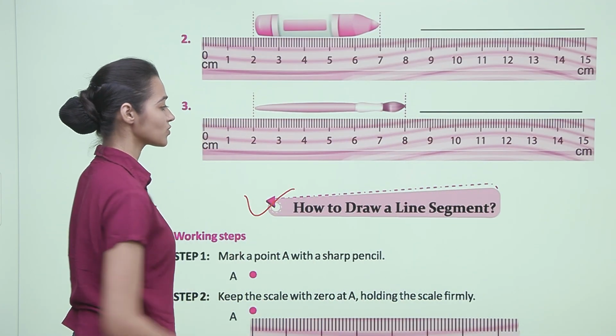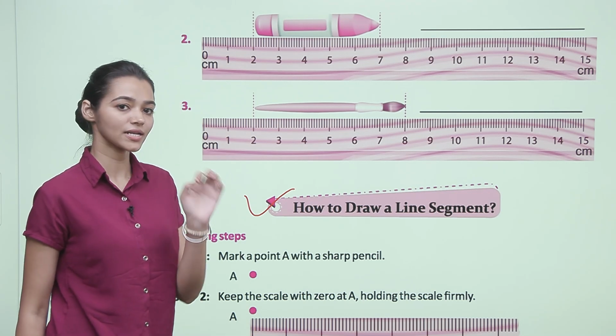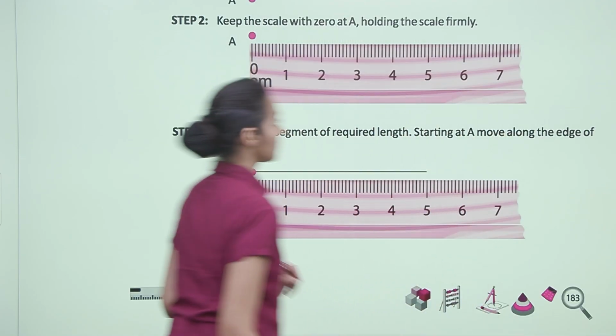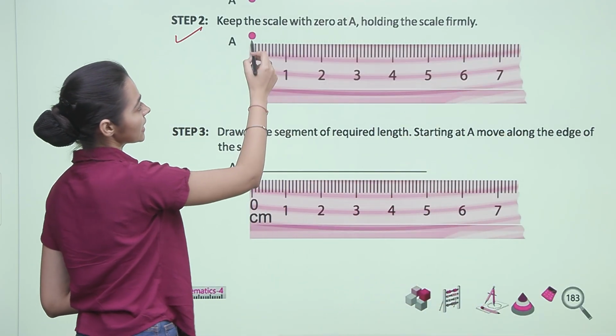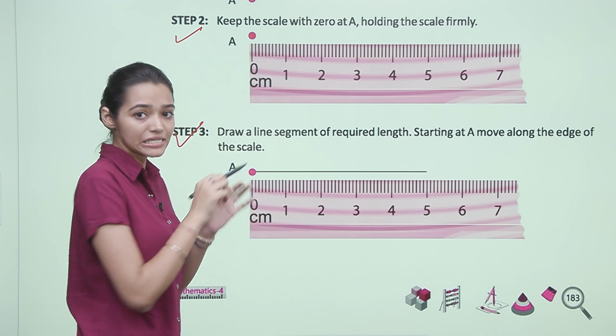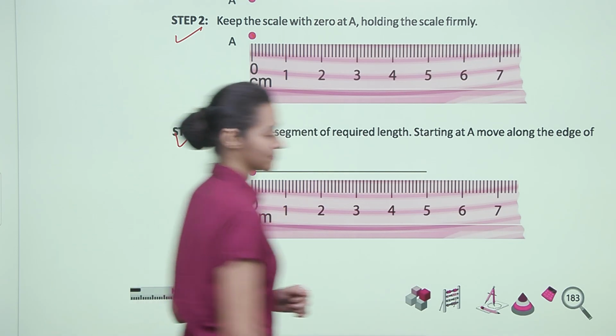Now let's look at how to draw a line segment. These are our steps. In step 1, we always mark a point A with a sharp pencil. In step 2, we keep the scale with 0 at the point, hold the scale firmly, then draw a line segment of the required length by moving the pencil along the edge of the scale like this.